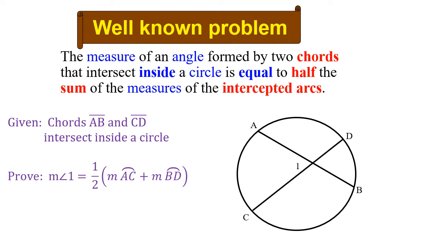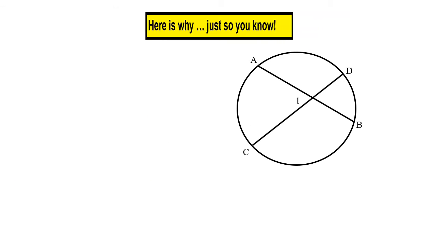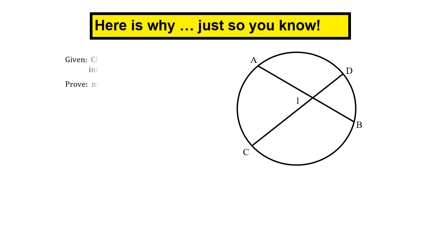So our rule: the measure of angle 1 equals half the measure of arc AC plus the measure of arc BD. Just so you know, our angle will be half the measure of arc AC plus the measure of arc BD.